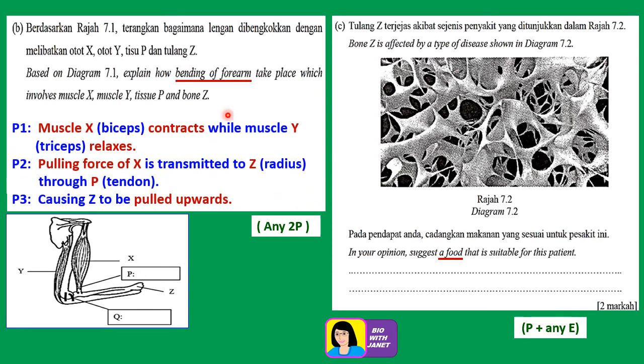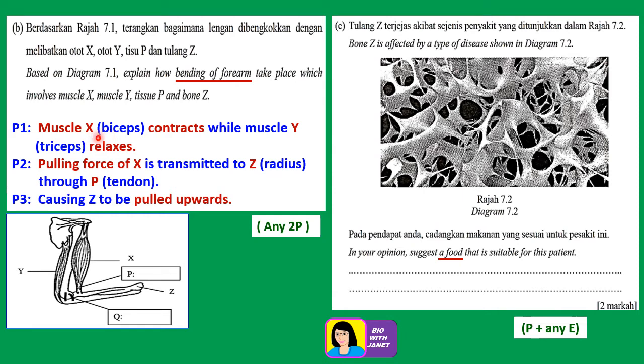Right, so first you have to identify all these tissues that are mentioned. X is the biceps, Y is the triceps, P is a tendon, and bone Z, which is the upper bone, is the radius, right? The lower bone is called the ulna. The ulna. So we are talking about radius here, Z. So mention all of this in the answer.